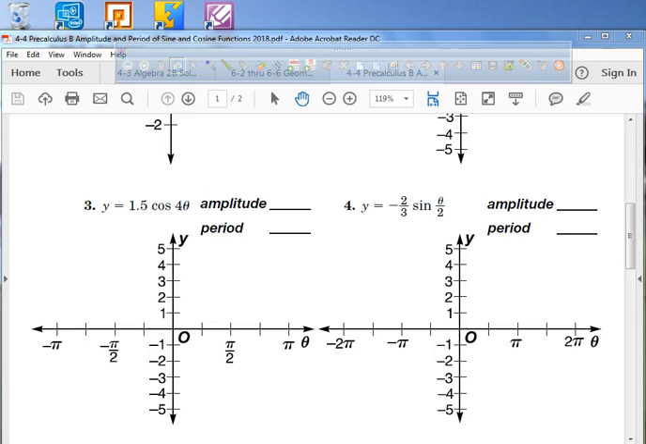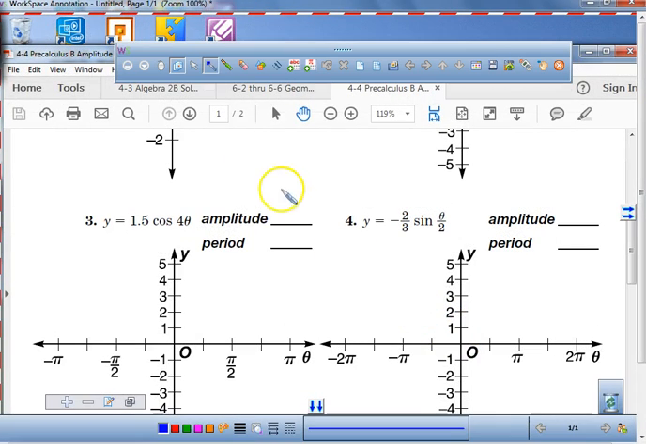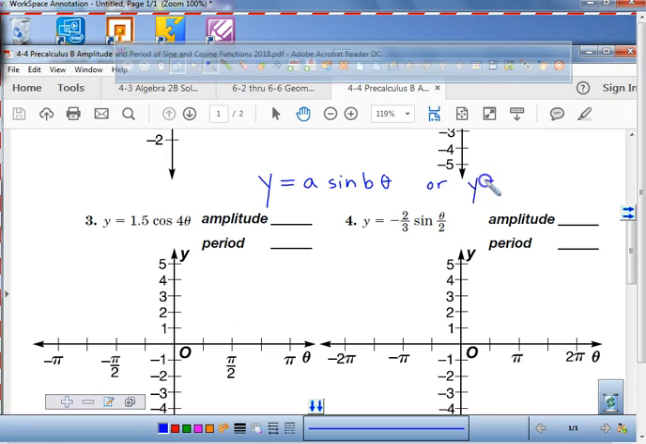You can check to see how well you did on problems 3 and 4, because you're supposed to do that on your own. If you haven't done that, guess what? Make sure you do it with me right now. Right now, what you should have in your journal is this: y equals A sine B theta, or y equals A cosine B theta.